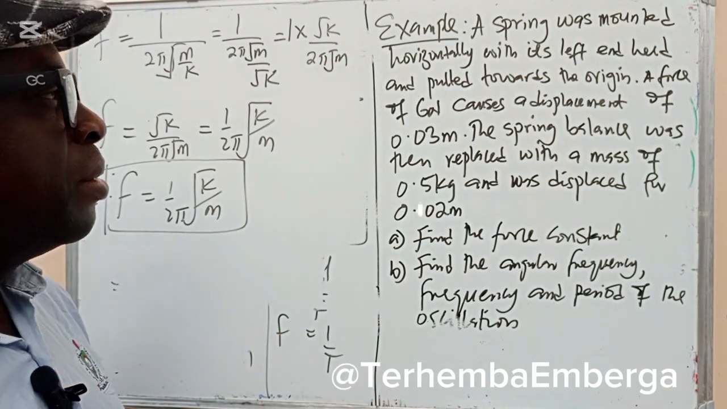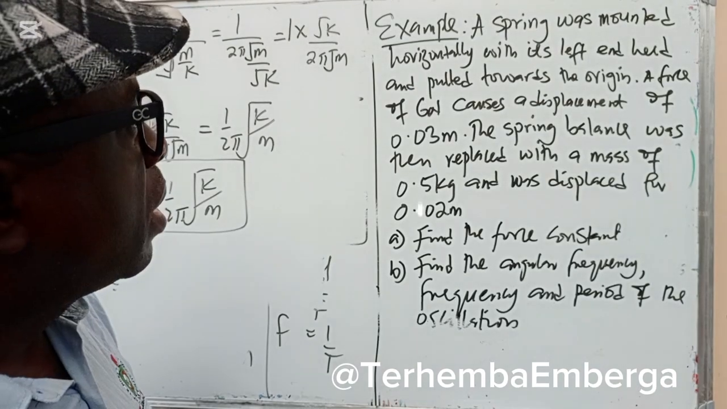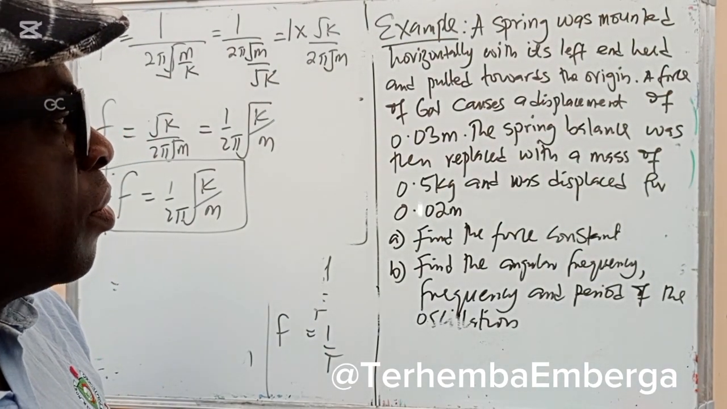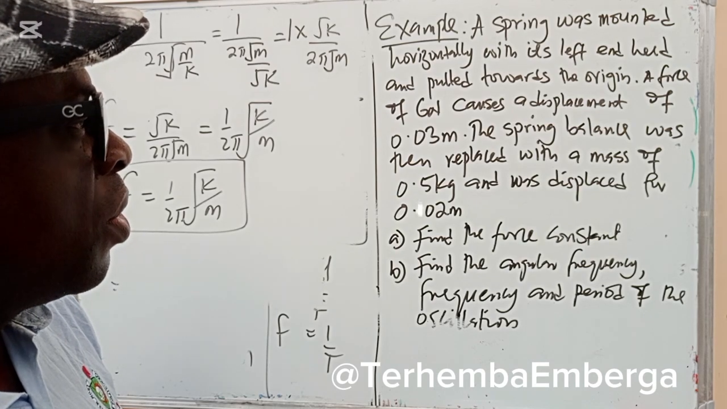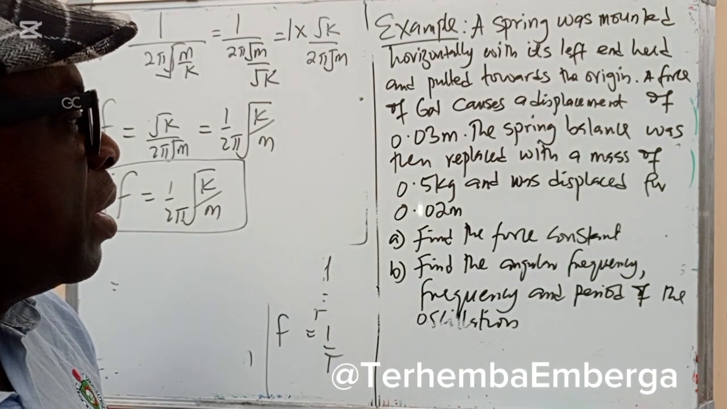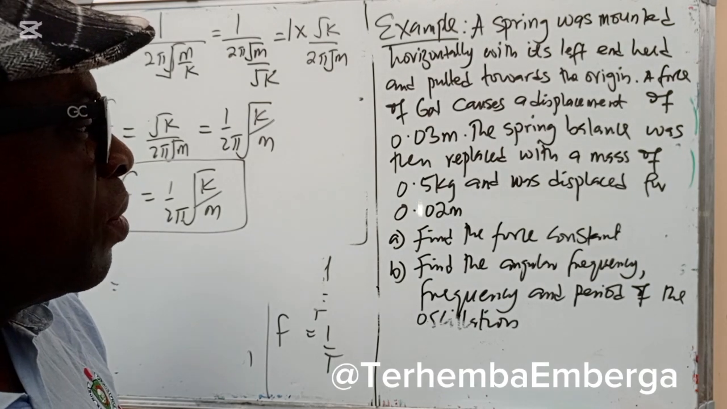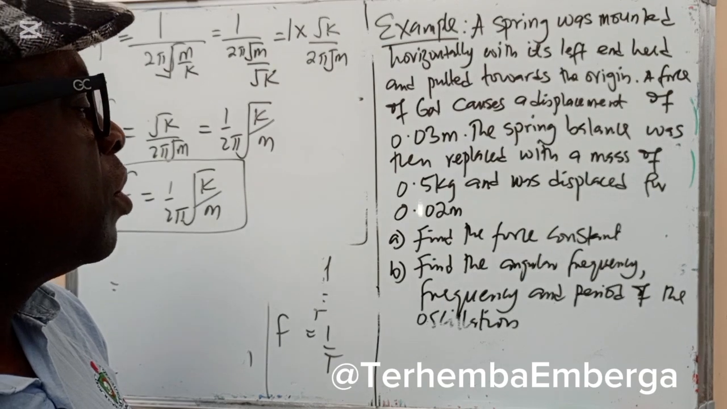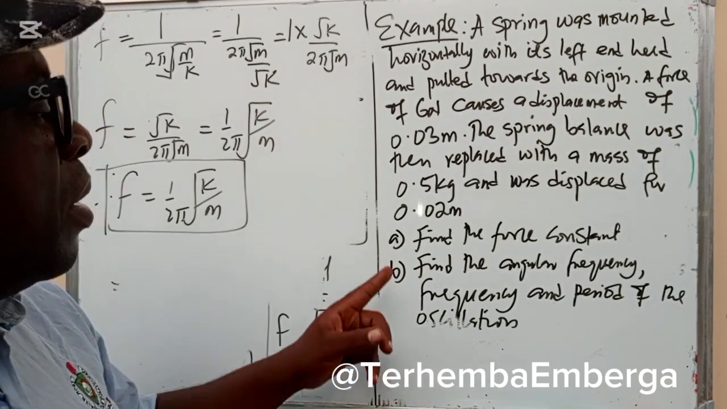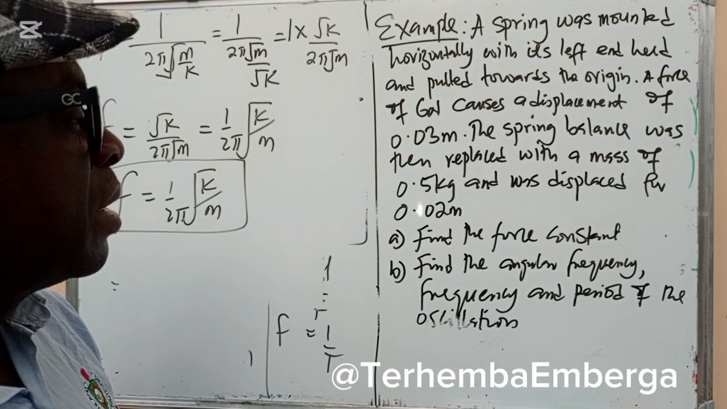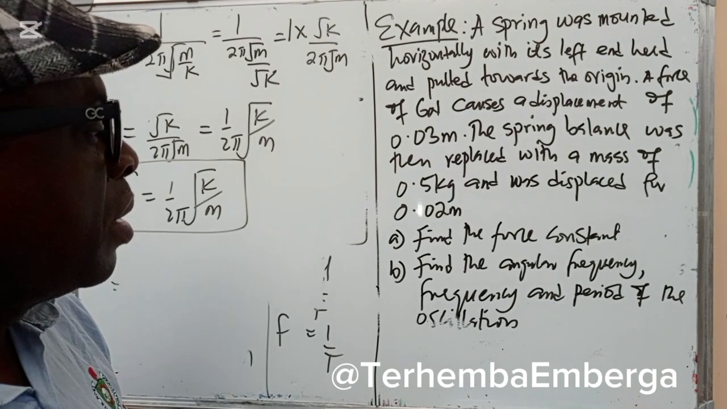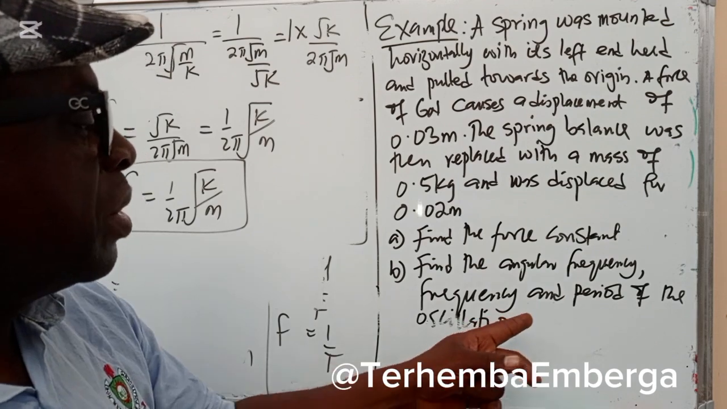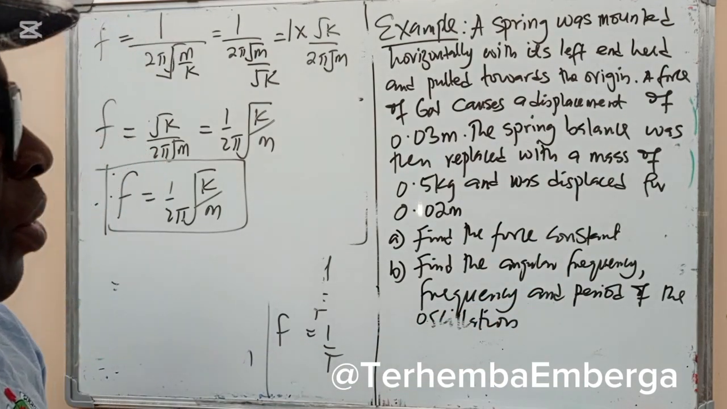So we have a problem here. A spring was mounted horizontally with its left end held and pulled towards the origin. A force of 6 newtons causes a displacement of 0.03 meters. The spring balance was then replaced with a mass of 0.5 kg and was displaced for 0.02 meters. Find A, the force constant, and B, the angular frequency, frequency, and the period of the oscillation.